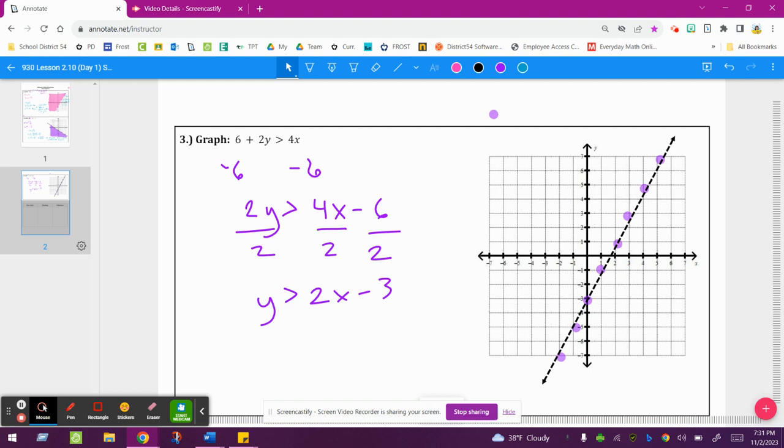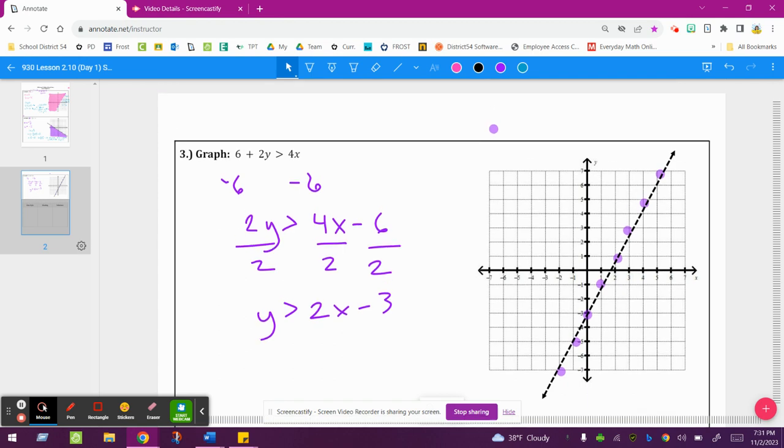I am going to test 0, 0 again since it is not on the line, okay? And we'll see what we get from there. Okay, so I'm going to plug in 0, 0. So that'll be, oh, this is important. You always want to make sure that you go back to your original inequality, not the simplified version that I have right here, y is greater than 2x minus 3. Because if I potentially made a mistake in getting it into slope-intercept form, then I'm also going to make a mistake with my shading. So I'm going to always go back to the original.